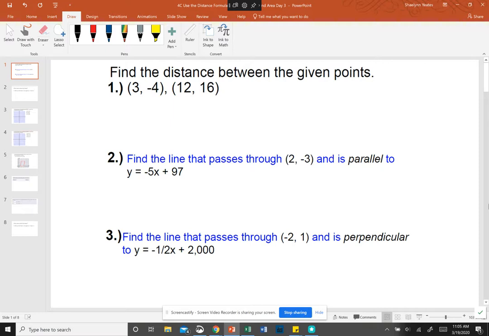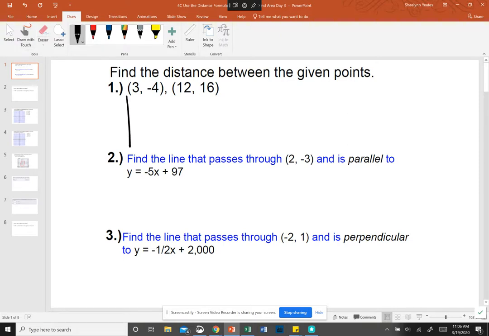All right, so here's today. We've got lots to cover. We're going to do a review over the distance between points, how to find a line that passes through a point and is parallel or perpendicular to another line. And then we're going to do that area and perimeter stuff that we were doing yesterday. All right, so right here on this particular problem, we're going to find the distance between 2 points.